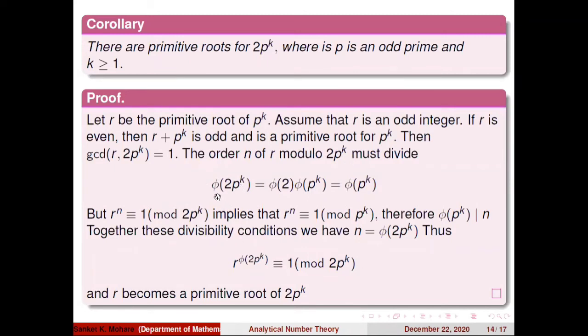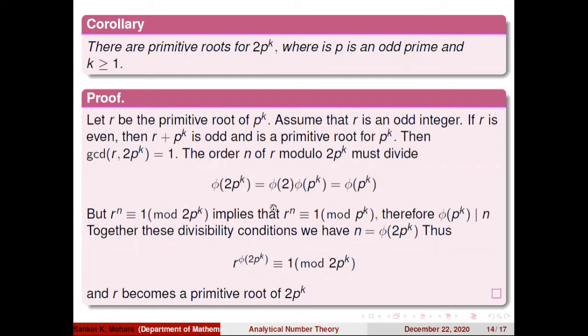But phi is what? Phi is the Euler function, and this is a multiplicative function. So by that result, phi of mn is equal to what? Phi of m into phi of n. Using that result, phi of 2 times p to the power k equals phi of 2 into phi of p to the power k.